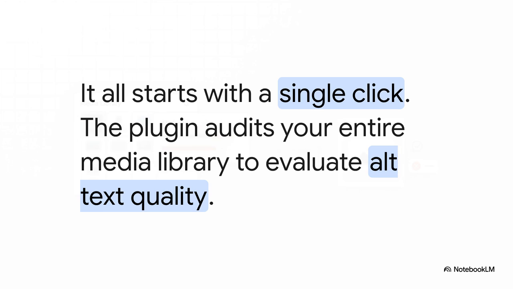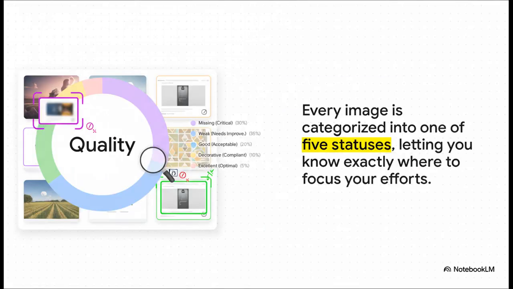It doesn't just look for missing alt text. It actually goes a step further and scores the quality of the alt text you already have. And what you get is this amazing color-coded breakdown. Every single image gets put into one of 5 categories.